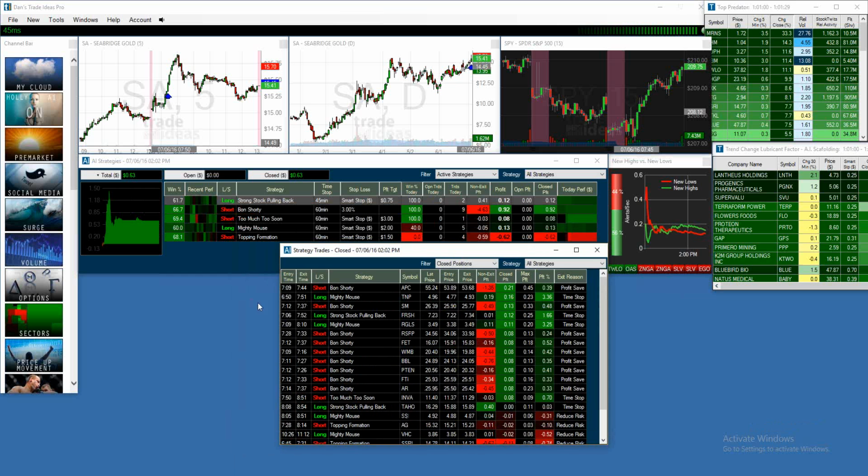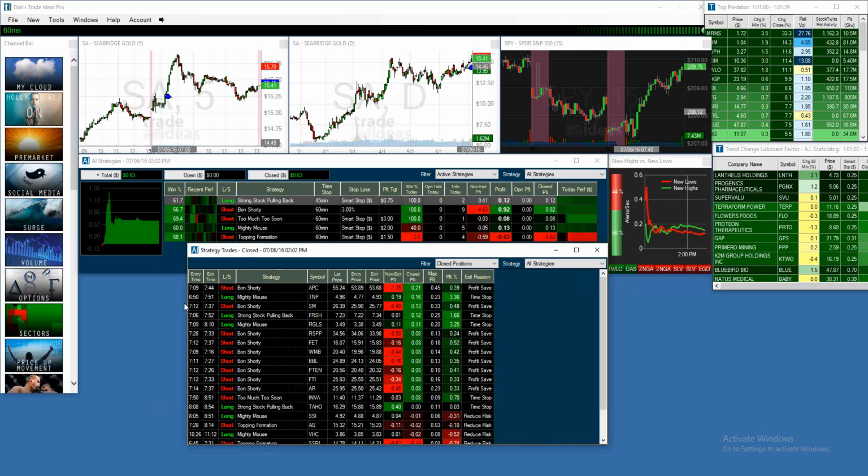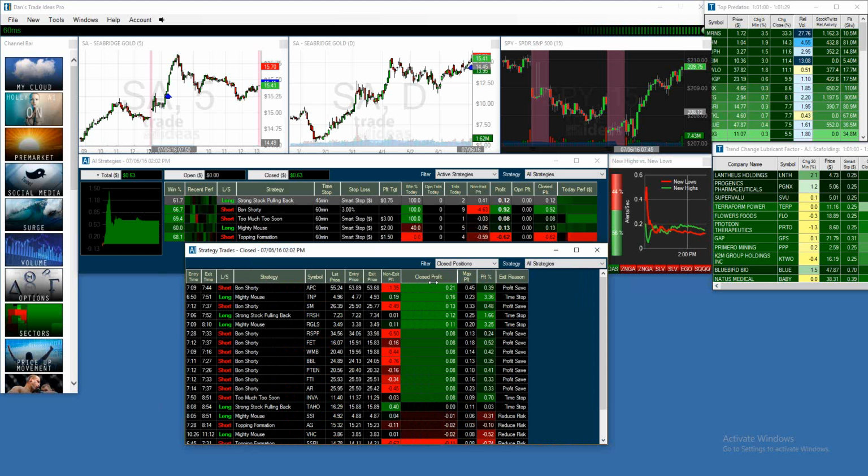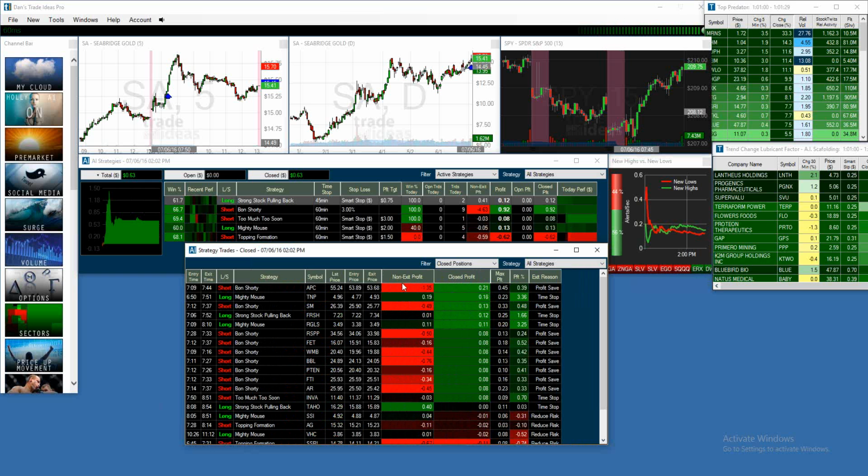So this is where I want to point everyone's attention. I'm going to expand this just so you can see it. These two columns, the non-exit versus the closed profit. This and this right here, our trade ticker, which is the new high versus new low count, is kind of like your gateway to figuring out what you want to do. Let me really explain what I mean.